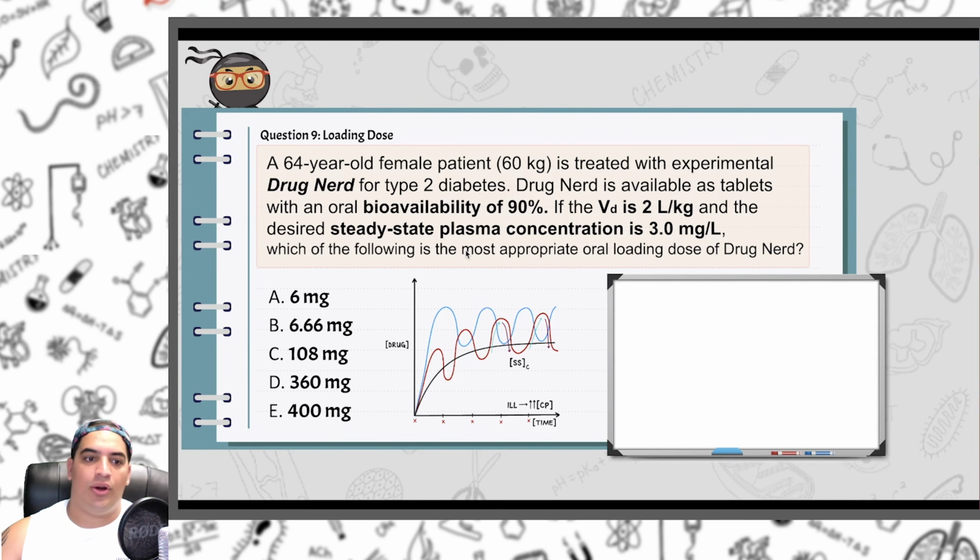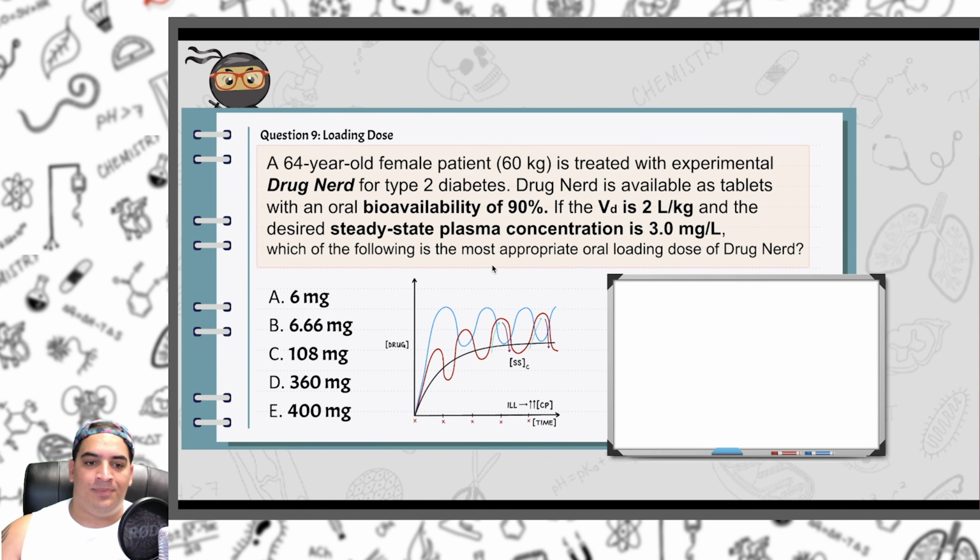So we have a 64-year-old female patient, 60 kgs, treated with an experimental drug, Nerd, for type 2 diabetes. Drug Nerd is available as tablets with an oral bioavailability of about 90%. If the volume of distribution is 2 liters per kg and the desired steady-state plasma concentration that you want to reach is 3 milligrams per liter, what is the most appropriate oral loading dose that we should give of drug Nerd to treat this patient with type 2 diabetes?